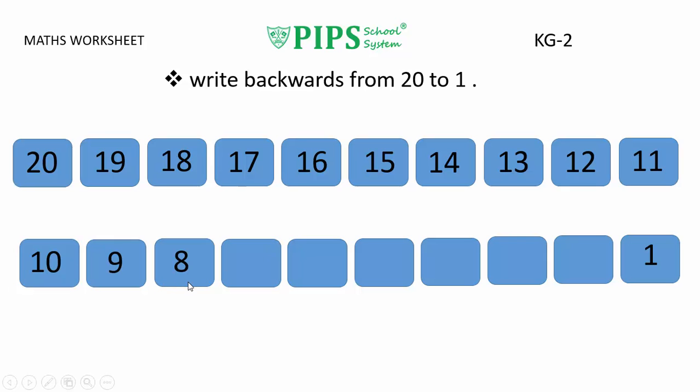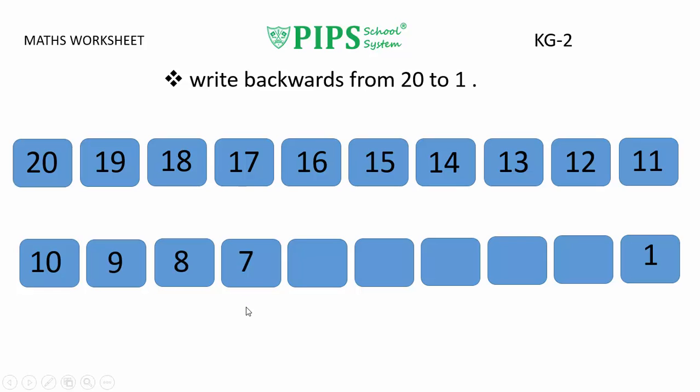Which number comes before 8? Start backward counting from 10. 10, 9, 8, 7. 7 comes before 8. So we will write the number 7 in the empty box like this.